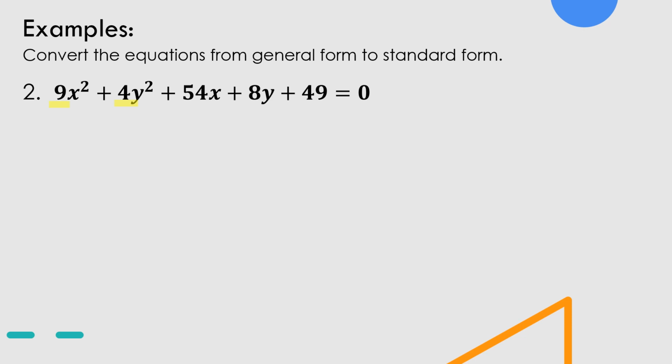x minus h quantity squared over a squared plus y minus k quantity squared over b squared all equals 1. All right, let's continue on.